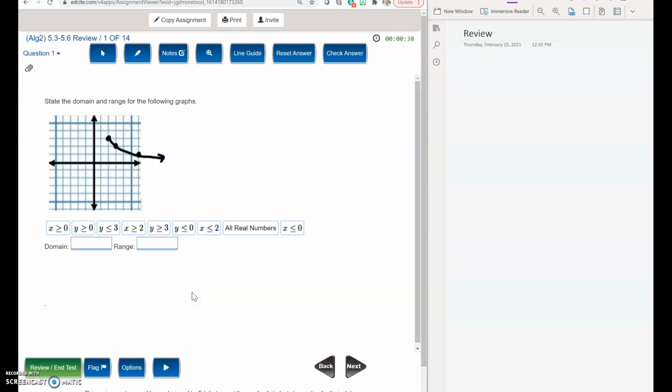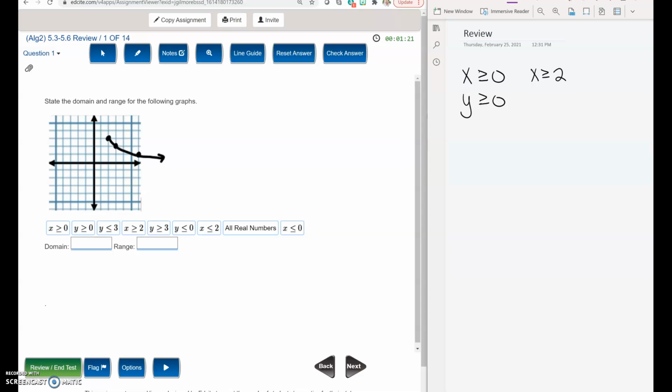Okay, let's go over the review. This first question is asking for the domain and the range for the graph. This is a square root graph, and square root graphs originally have a domain of x is greater than or equal to 0 and a range of y is greater than or equal to 0. This one has been moved right 2, so the domain is also going to move right 2, and it's going to be x is greater than or equal to 2.